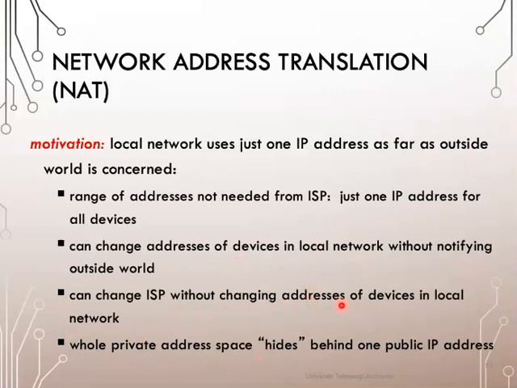Basically the flexibility of the addresses in the local network, and also the whole private address space hides behind one public address. And the technology of NAT, or network address translation, allows a private network to use a set of private addresses for internal communication and a set of global internet addresses for external communication. So the basic idea is for the ISP to assign each home or business a single IP address for internet traffic.